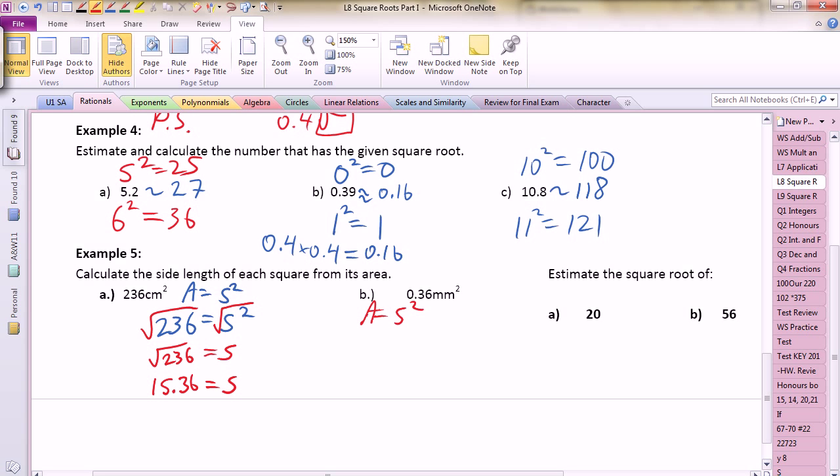Area equals S squared. The area is 0.36 equals S squared. Square root not one side, but both sides. You got to keep it equal. Remember those algebra rules from grade 8. We'll review them later, don't worry, but I just like to throw it out there. So S, the side length, equals square root 0.36. So 0.6. That's using a calculator.